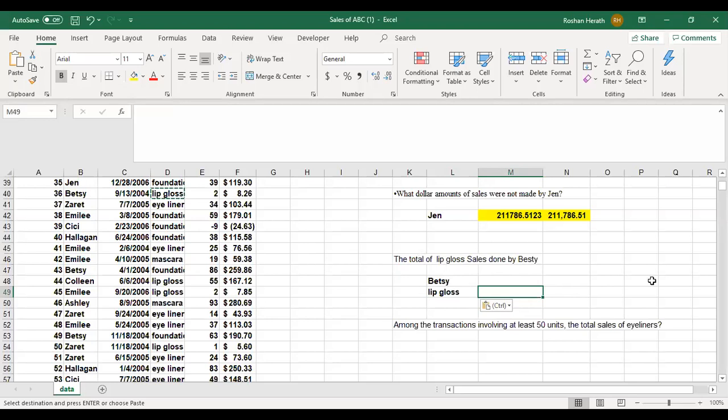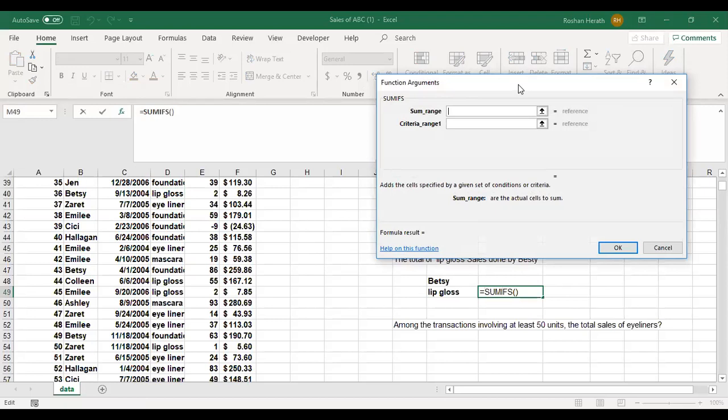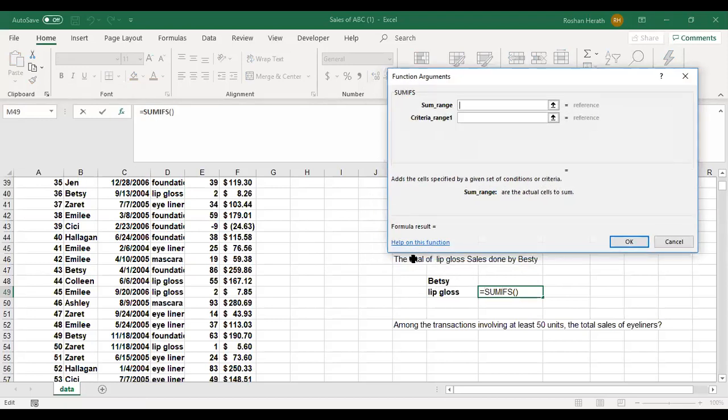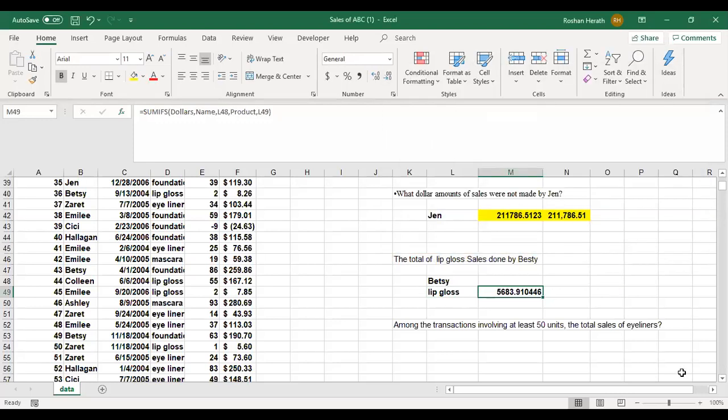So here you can see the two conditions are there. If there are two conditions and you've been asked to take the total, you may have to go for SUMIFS. More than one condition. The sum range is dollars. Then it asks criteria range 1, where you can locate Betsy, that is in the name. Then criteria 1, that is Betsy. Then the second criteria range, the product. The product is lip gloss. So here we have the dollar value of lip gloss sold by Betsy. The two conditions are there and you are locating it. Say okay. 5,689.91.